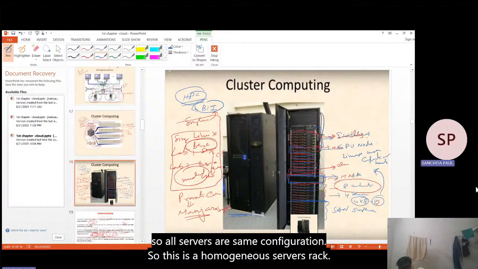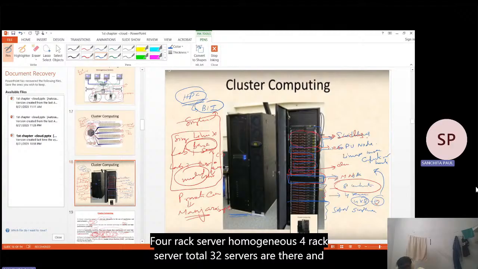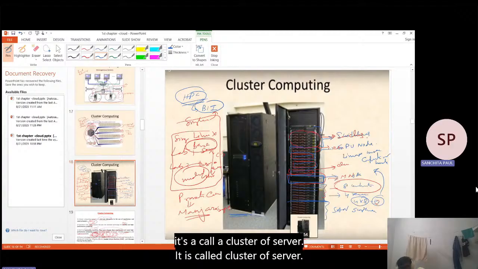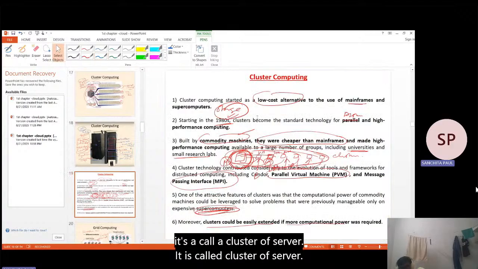So this is a homogeneous server rack, 4 rack server, total 32 servers are there, and it's called a cluster of server. So cluster computing का definition देख लेते हैं.